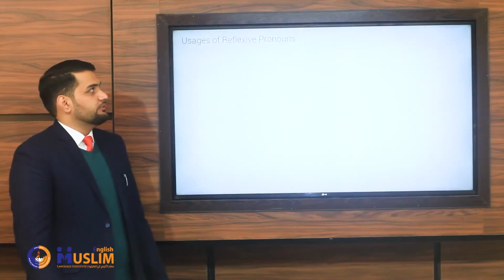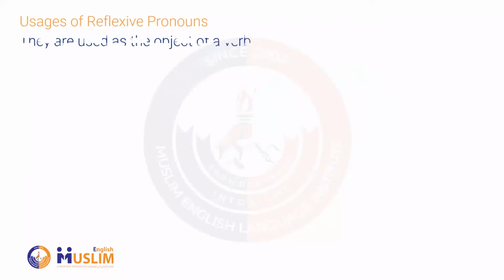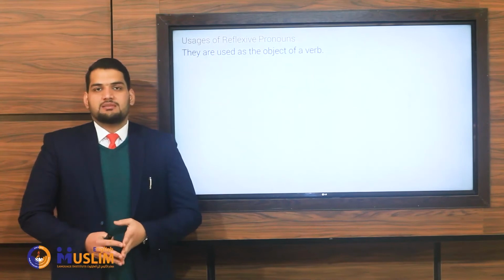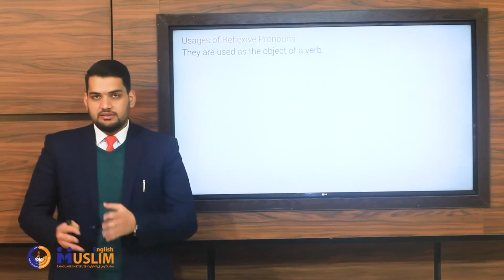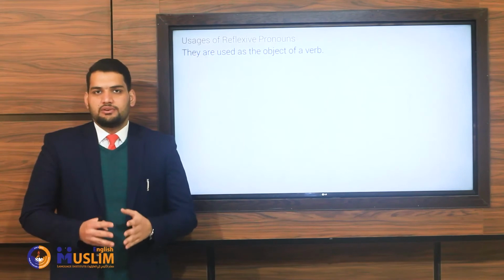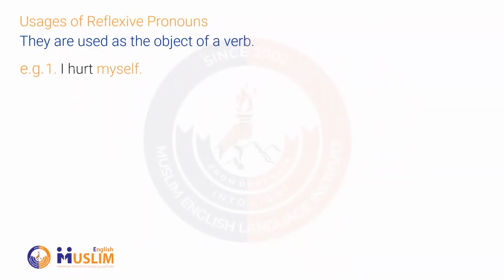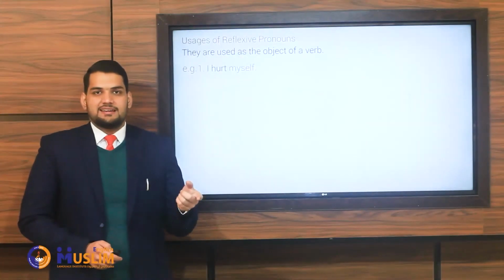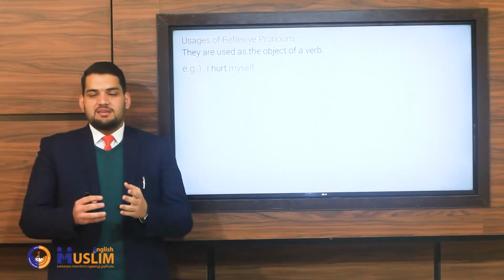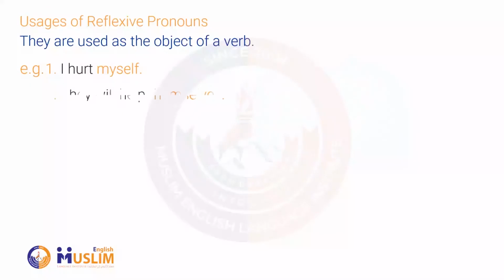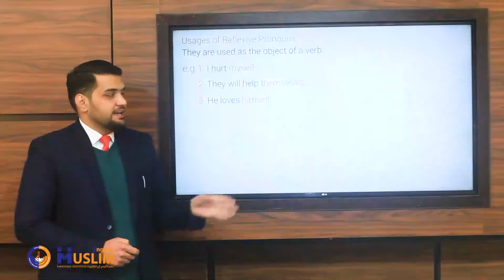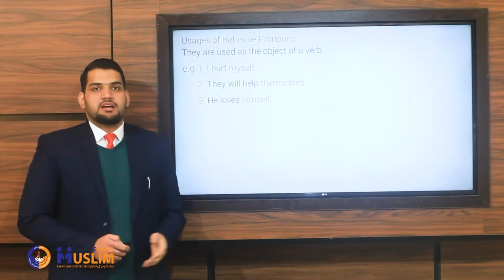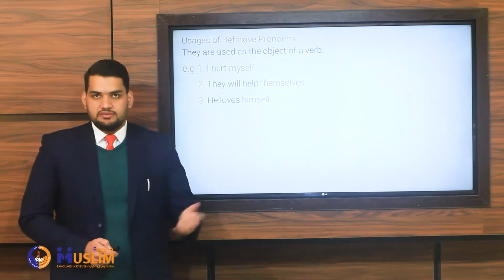Let's talk about the usages of reflexive pronouns. They are used as the object of a verb. Reflexive pronouns can be used as the object of certain verbs, and this is the most common use of them. For example, I hurt myself. I is the subject, myself is the object, and in fact both of them talk about the same person, that is me. They will help themselves. He loves himself. In all these sentences, the reflexive pronouns are used as the object of the verb.